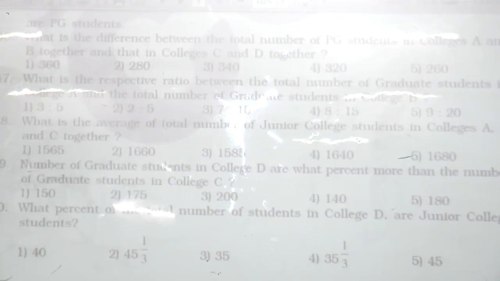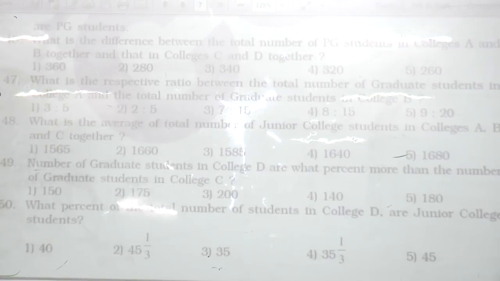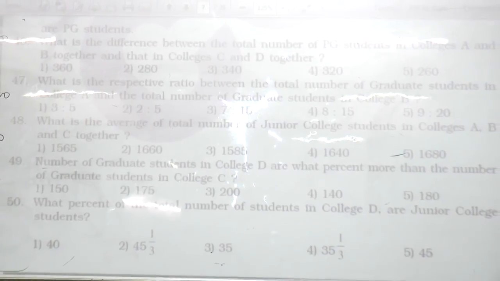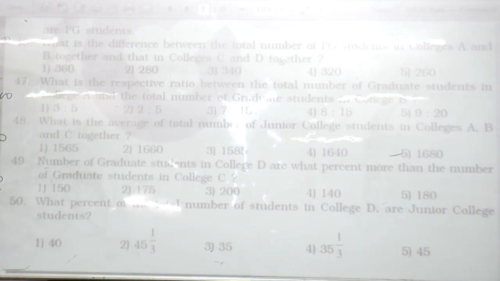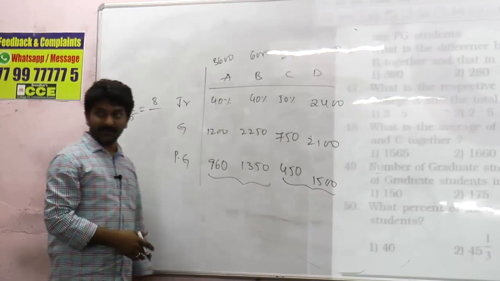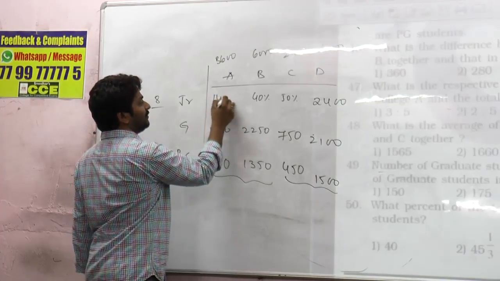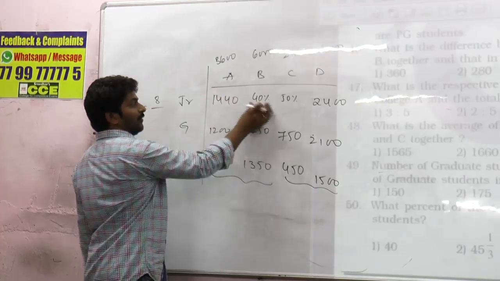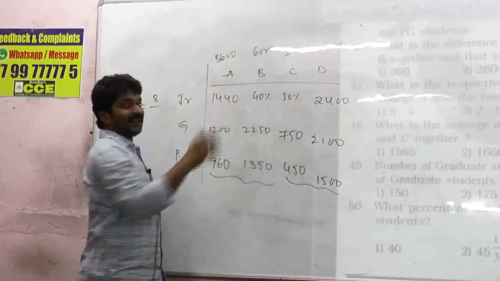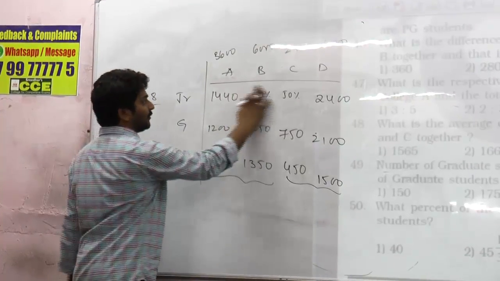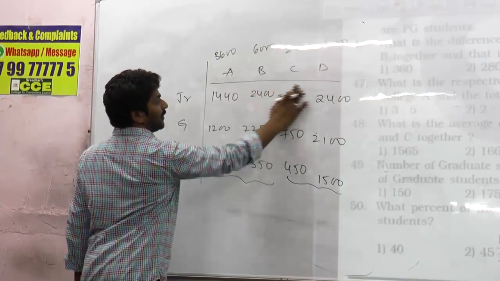48. What is the average of total number of junior college students in A, B, C together? 40%, 40%, 50%. You need to do that. 40% of this number, 10%, 360, double, 720, double, 1440. And 40%, 10%, 600, double, 1200, double, 2400. And this is 1200.